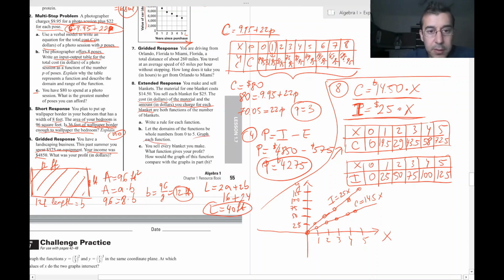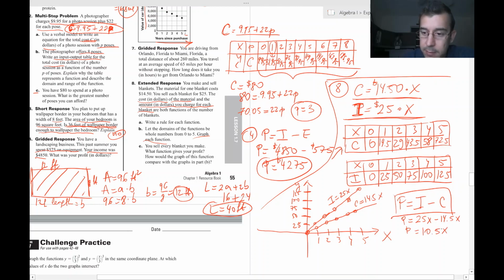C, you sell every blanket you make. What function gives you a profit? So the profit is income minus cost or expense. So C, that's the function. How would the graph of this function compare with the graphs in part B? It's basically I minus C. So I is 25x. So this would be 25x minus C is 14.5x. So this would be 25 minus 14 and a half is 10 and a half, 10.5x.